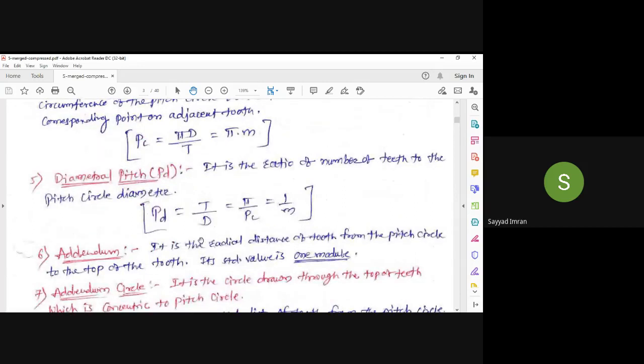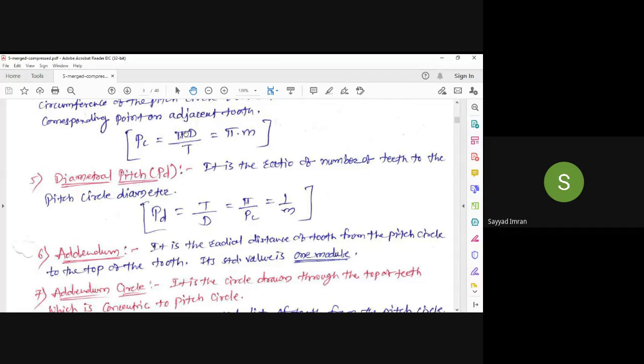Next one is diametral pitch. It is denoted by Pd. So diametral pitch is the ratio of number of teeth to the pitch circle diameter. So Pd equal to capital T upon D. Capital T upon D is nothing but 1 upon module. So Pd equal to 1 by m, and it can also be written as T by D equal to pi by Pc. You can calculate here from this equation.